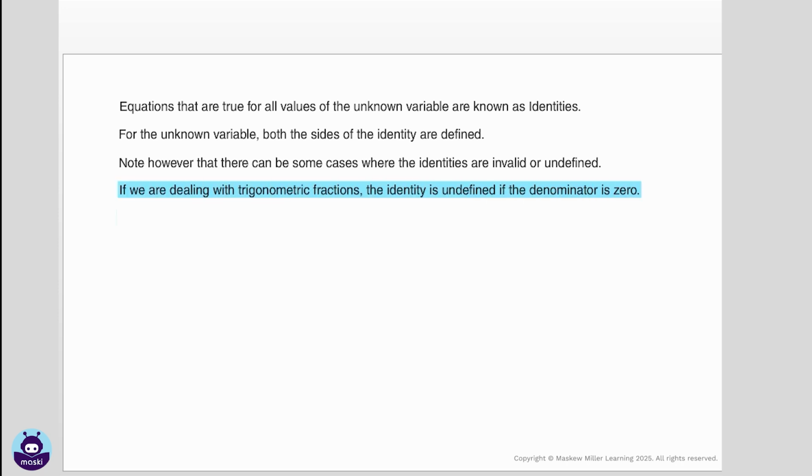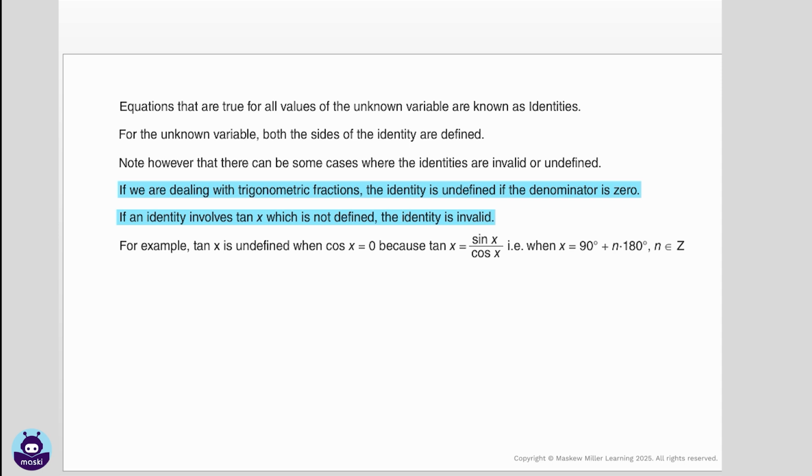If we are dealing with trigonometric fractions, the identity is undefined if the denominator is 0. If an identity involves tan x, which is not defined, the identity is invalid. For example, tan x is undefined when cos x equals 0, because tan x equals sin x over cos x. That is, when x equals 90 degrees plus n times 180 degrees, n element of Z.